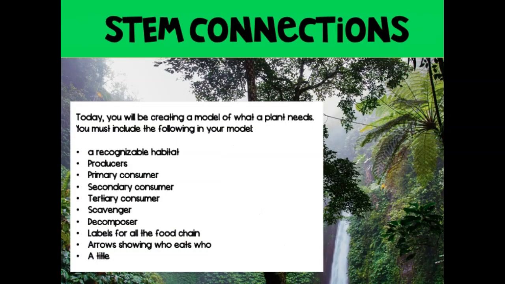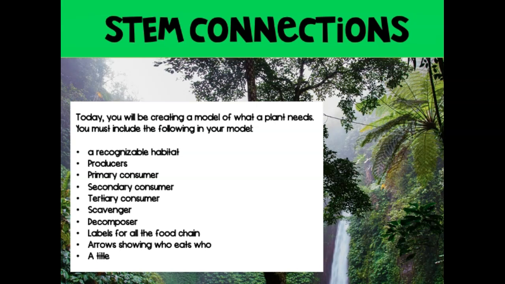Now, time for our STEM connection. It is sometimes hard working virtually to be able to create and build. So today what we're going to do is we're going to create a model of what plants need. You might include the following in your model. We need a recognizable habitat that you need to make. We need to include a producer, primary consumer, secondary, and tertiary consumer, a scavenger, a decomposer, and you need to label all the parts of the food chain.